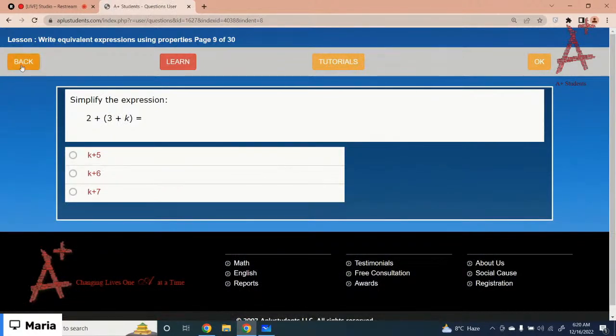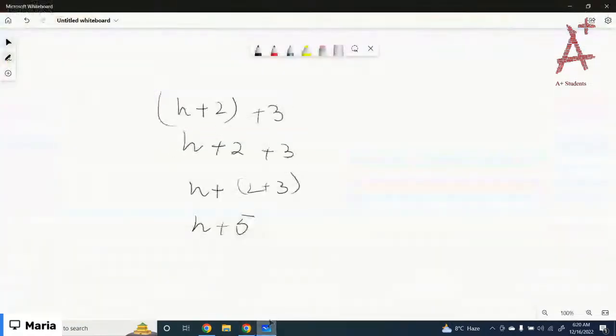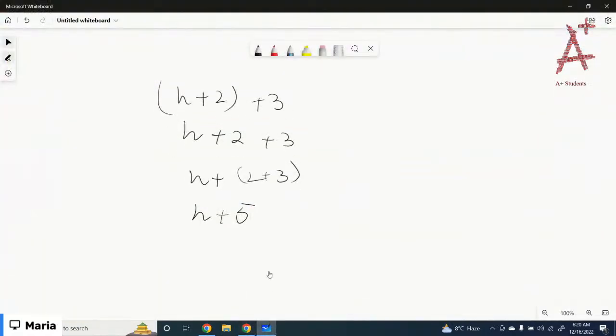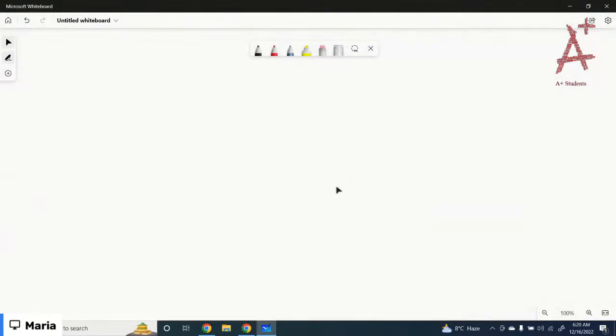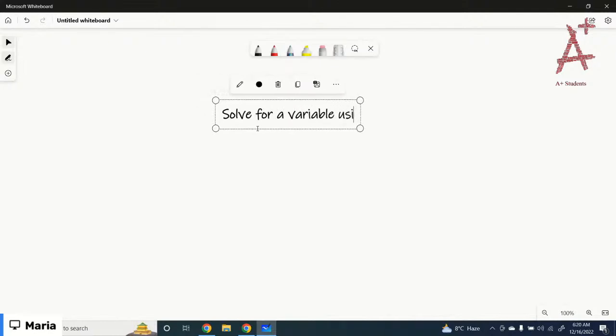Okay, you can complete the test by yourself later today. Let me just move on to the next topic. The next topic is, let me write down the lesson name. The lesson name is Solve for a variable using properties of multiplication.